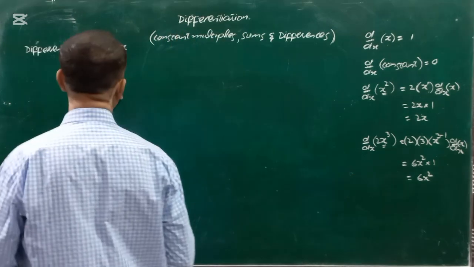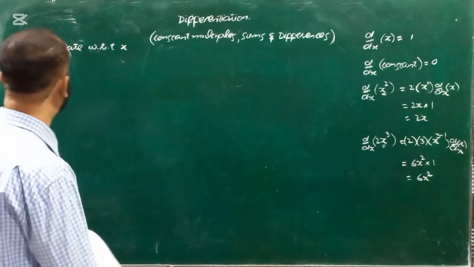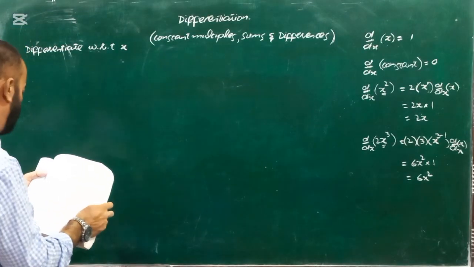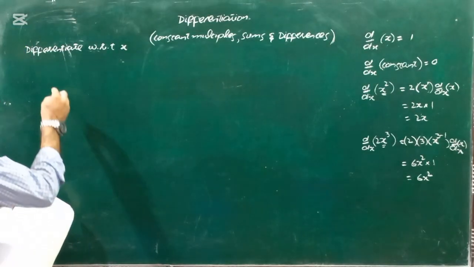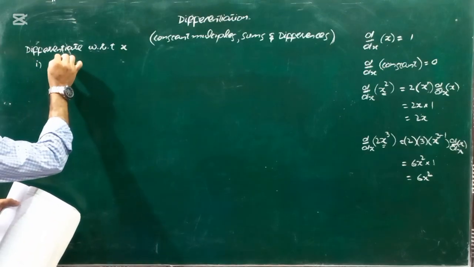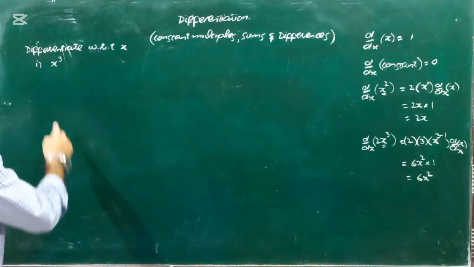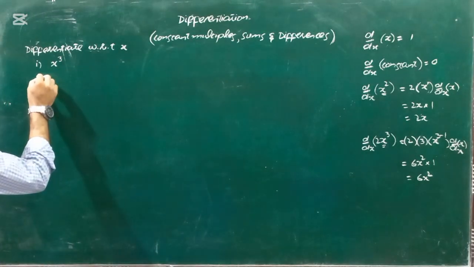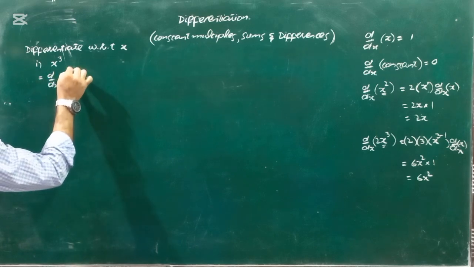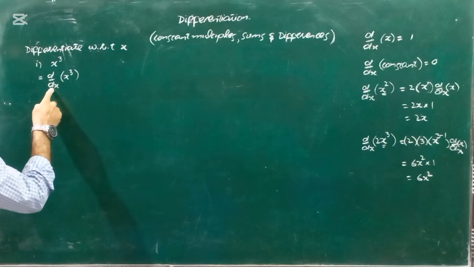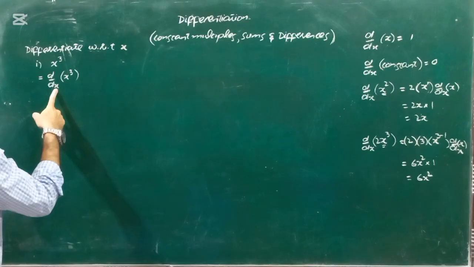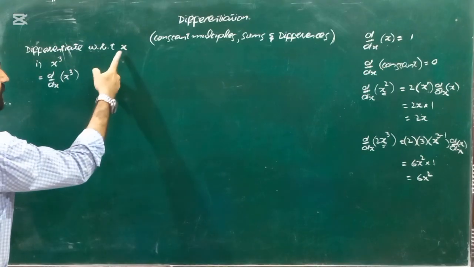So look now, we are going to solve some questions. The statement is differentiate with respect to x. The first question which we are putting here is x cube. So look now, the statement is differentiate with respect to x. So we are going to differentiate it with respect to x. So d over dx into x cube. So this is the sign of the differentiation, d over dx with respect to x. So that's why x will be in the denominator, d over dx, because with respect to x.